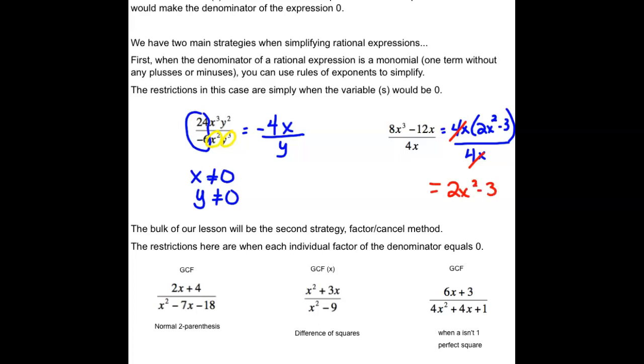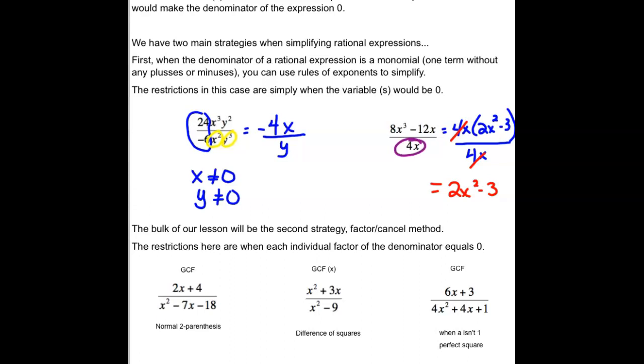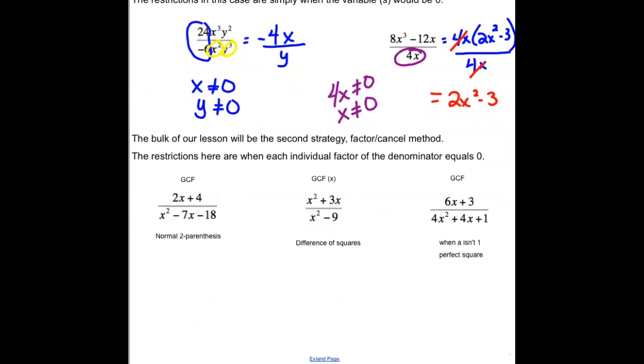We do have to list the restriction, though, because looking at this, 4x cannot equal 0. Dividing out a 4, we'd have x cannot be 0. All right, but the bulk of our lesson will be the second strategy, where we really have a lot of factoring to do before we can do any kind of canceling.